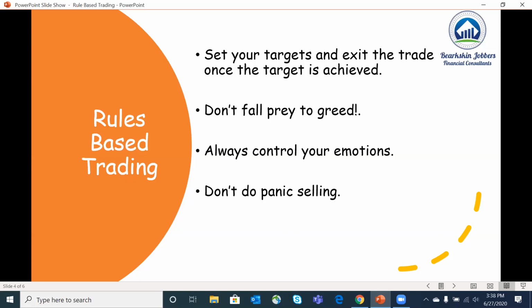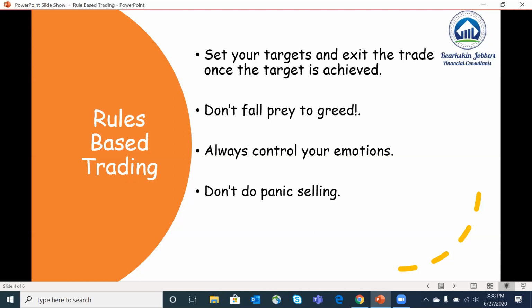From $18, when it started falling down, it fell drastically to 12, and then went up again to 15, 16, and then again fell down. So that was a dead cat bounce. I will discuss what the dead cat bounce is. So it happens. So you need to identify your targets. Once the target is achieved, exit the trade, and always control your emotions.